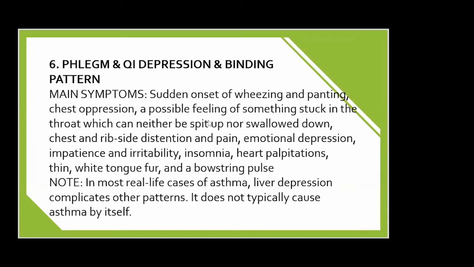So next, the pattern we're talking about is phlegm with qi stagnation. It has a sudden onset, with wheezing, chest tightness and pressure, and a feeling of something blocking the throat, like plum-pit qi. It can also have chest and hypochondriac distension and pain. The patient has emotional irritability, and sometimes heart palpitations and insomnia.